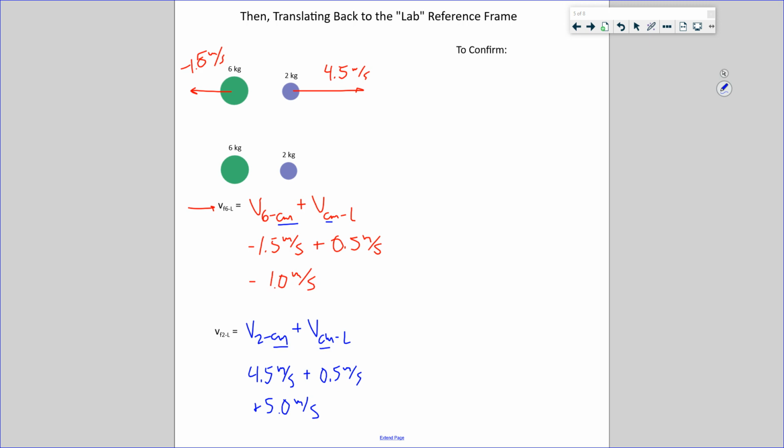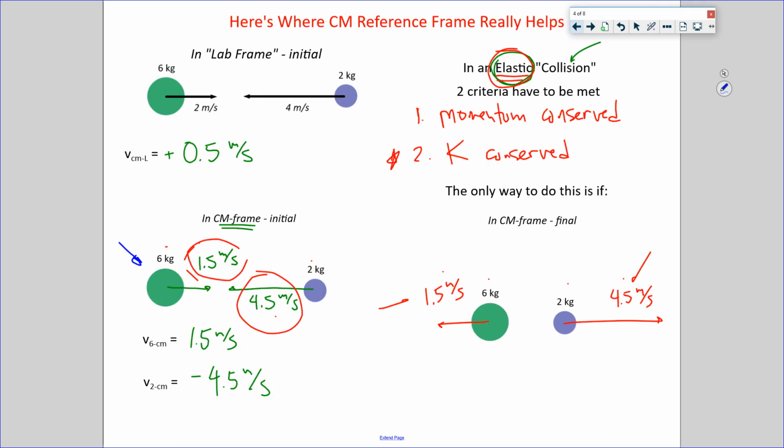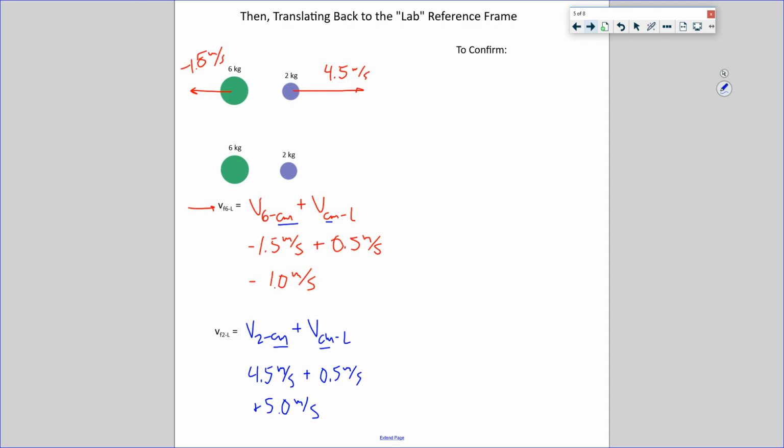So if we go back to the beginning of the problem, here's two objects with these initial momentums. What happens afterwards? We don't know how fast, or in what direction, for two different objects. That's a tricky problem. But we can get to the answer by investigating via this center of mass reference frame. So we now know that at the end, this thing is moving 1.0 meters per second, and this thing is moving 5.0 meters per second.